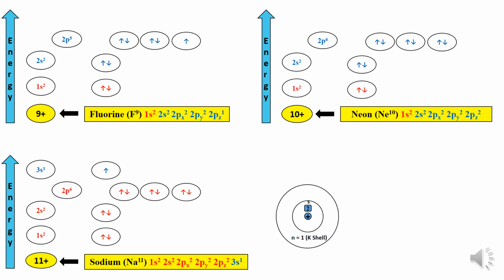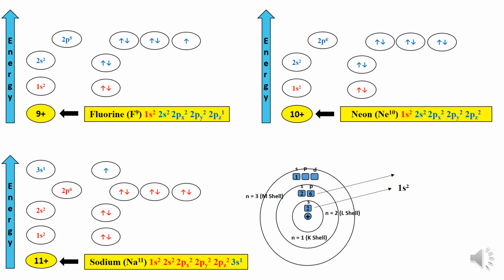So here's the shell diagram for sodium. You find 2 electrons present in the first shell, and these 2 electrons are in the s subshell. In the second energy level, you find 2 electrons in the s subshell and 6 electrons in the p subshell. And in the third shell or energy level, you find 1 electron in the s subshell, while the p and d subshells are unfilled. They are vacant or empty.